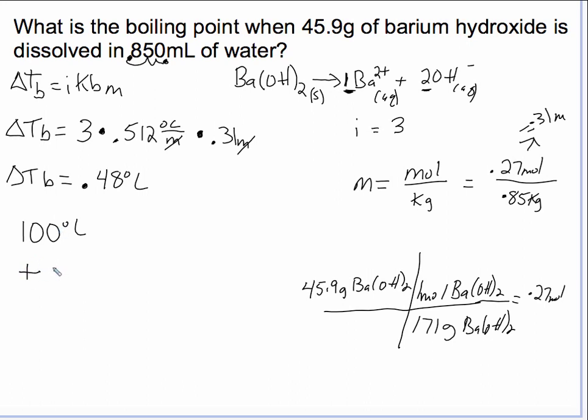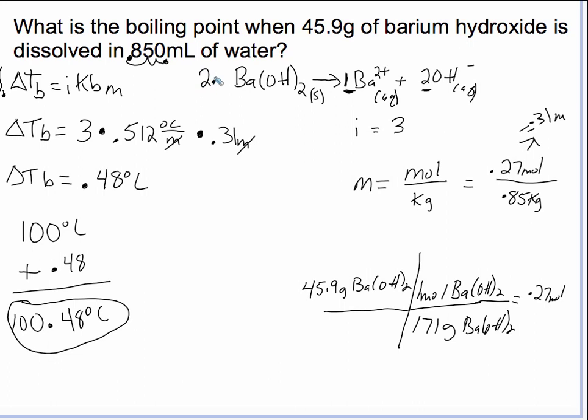So what you have to do is take this 100 degrees Celsius and add 0.48 to it. And so the temperature at which this water would boil with this barium hydroxide in it is 100.48 degrees Celsius. That would be your answer. All right. So to review, number 1, you're going to write down the boiling point elevation formula. 2, you can get the van't Hoff factor by writing the dissociation equation, adding up the moles of ions. 2 plus 1 is 3. Okay? So that's how you get the van't Hoff factor.